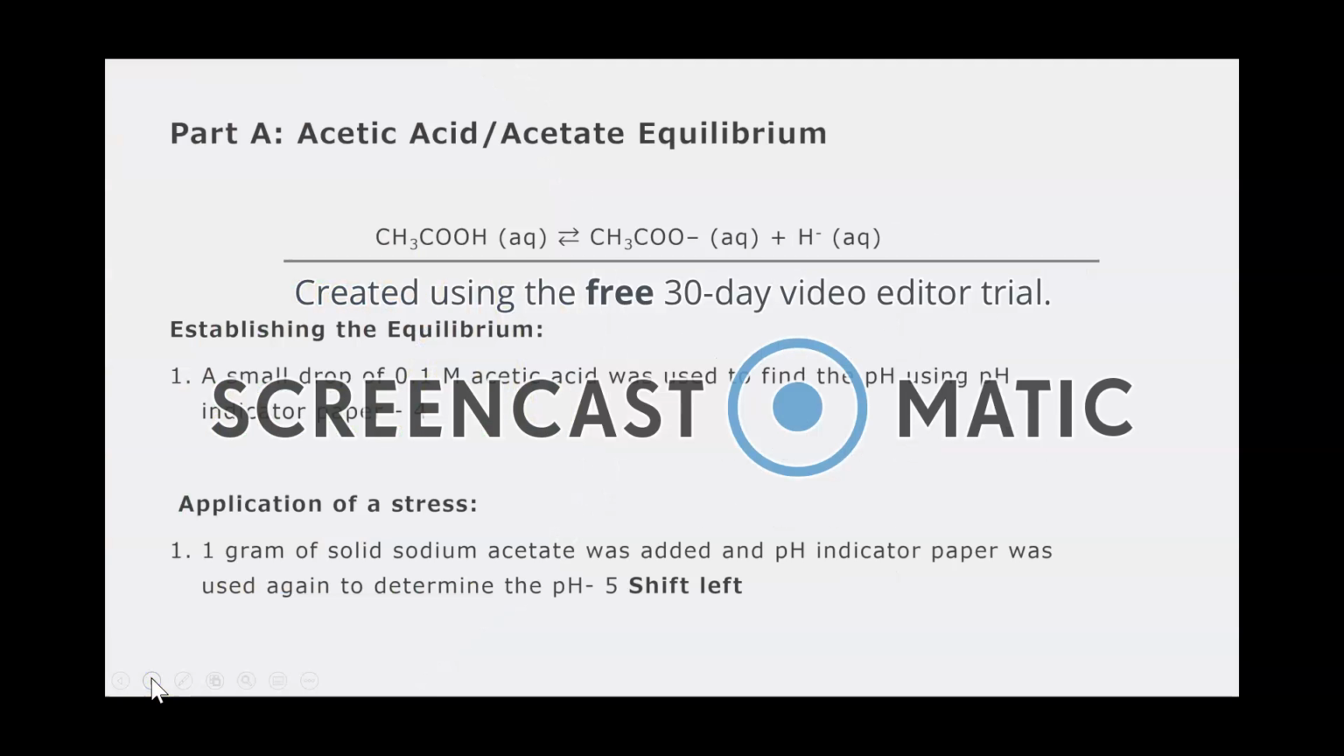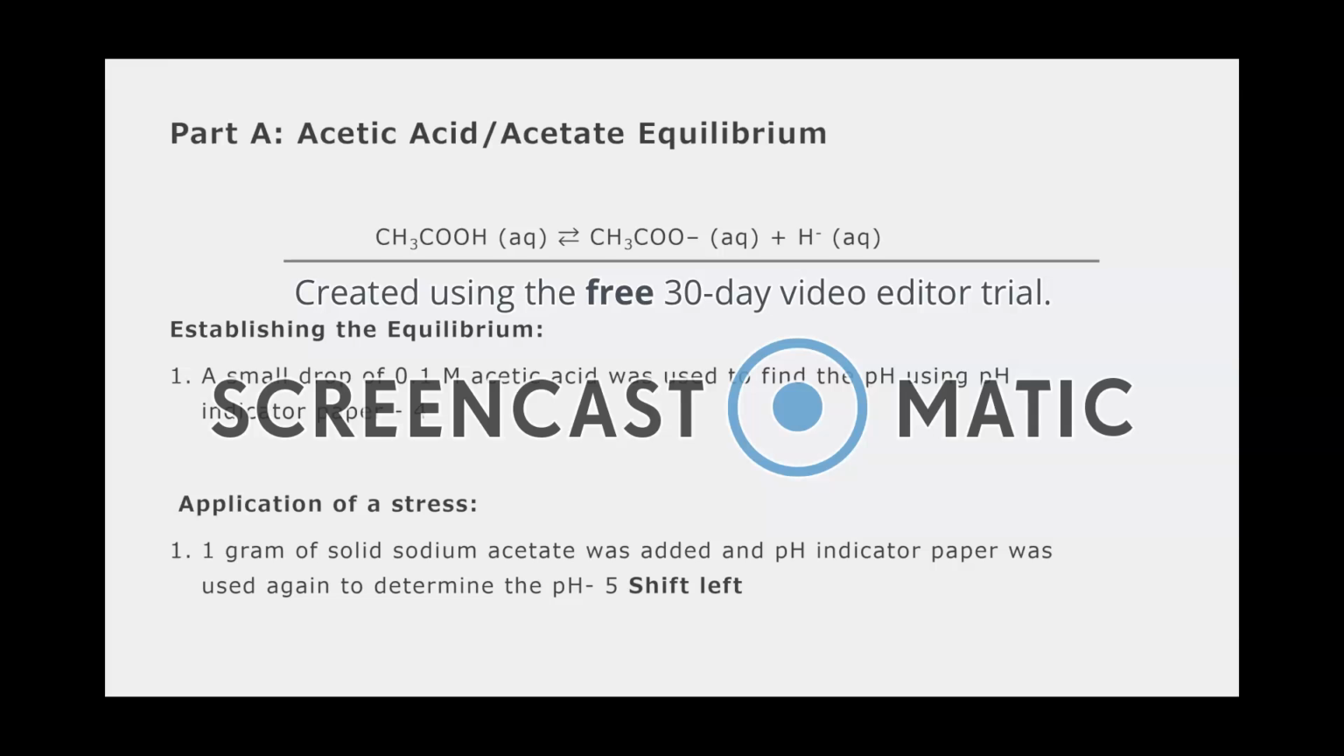Part A is acetic acid and acetate equilibrium. The balanced equation is CH3COOH in equilibrium with CH3COO- and H+. To establish the equilibrium, a small drop of 1 molar acetic acid was put onto a pH indicator paper, where the pH was read as a 4.